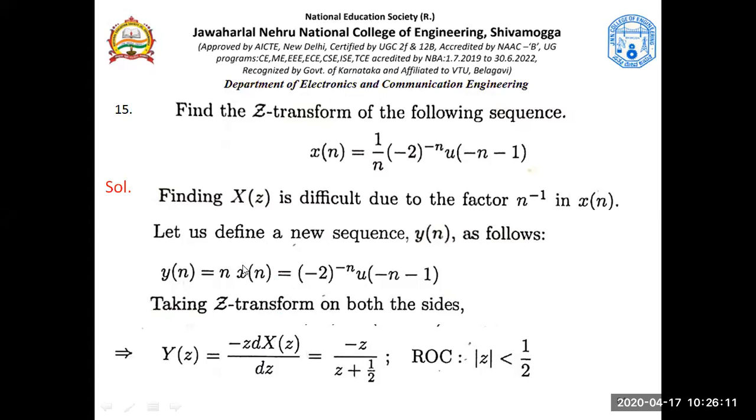Everyone understand? And how did we get this? We got this by differentiation in z domain. If you multiply n to a signal, we have to follow differentiation in z domain, which looks like minus z d by dz of x of z. This is something that we have seen by properties. How did we write this? In place of 2 we have half. Why is that? Anybody who understands that?